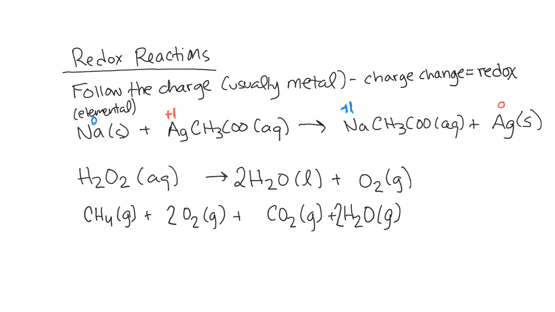All right, so let's look at these two different examples. You'll notice the problem is that there's no metals. And so I told you to follow the charge, usually metal. Sometimes you don't get that luxury. But what I want you to notice is that this one right here is one reactant makes 2+ products. And that's what we call a decomposition reaction.